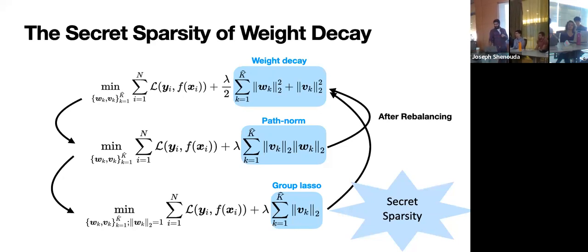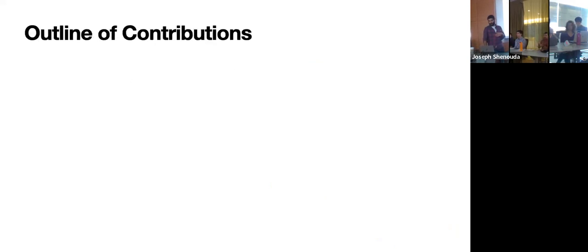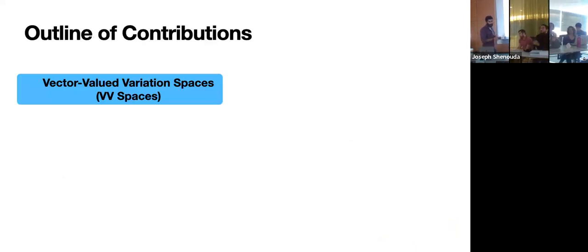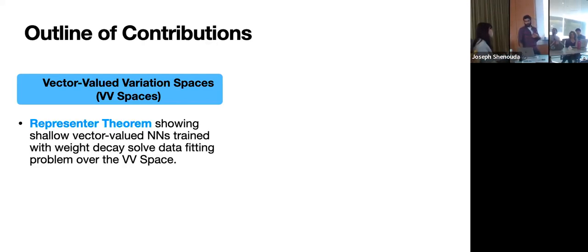All right. So now I have some motivation. I've told you about some of the key results that we'll use, and now I'll talk about what we did in this work and briefly outline the contributions. In this work, we do two things. First, we define a new variation space called the vector valued variation spaces, and we prove a representer theorem showing that shallow vector valued neural networks trained with weight decay solve the data fitting problem over the VB space. Okay?